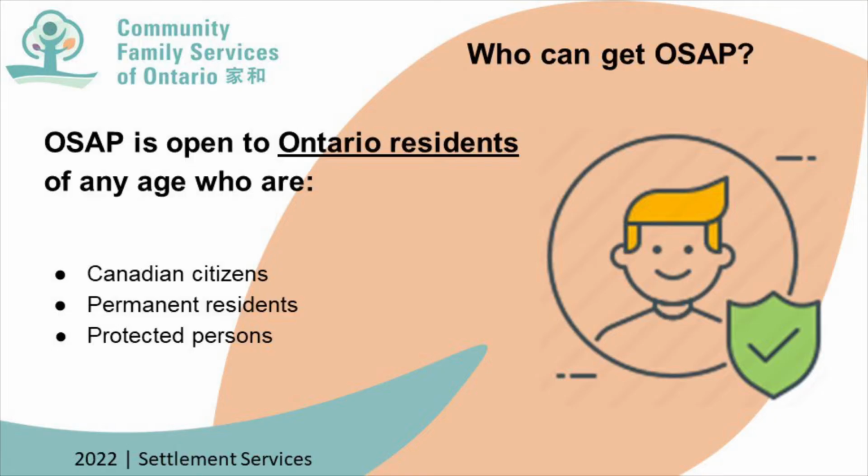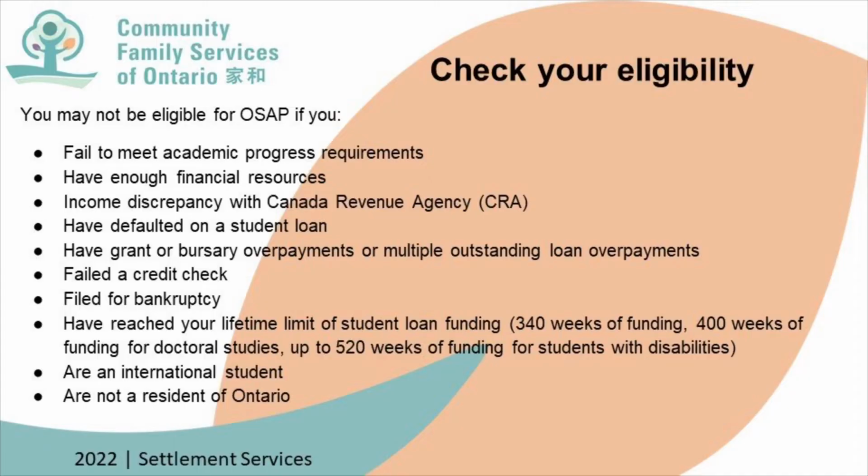Okay. And how do I know if I'm eligible to apply for OSAP? Based on your immigration status, for example, you're a Canadian citizen, a permanent resident, or a protected person. And there are some additional factors other than your immigration status that determine whether you are eligible. For example, you have to meet the academic requirements. You need to not have enough financial resources. Based on your individual situation and your family situation, if there's not enough money to pay for tuition or the education, then they would consider that.